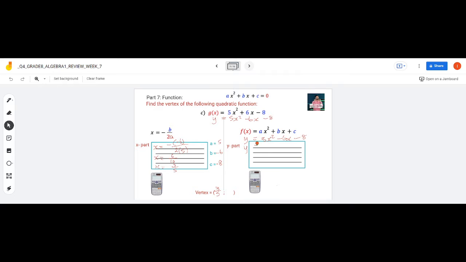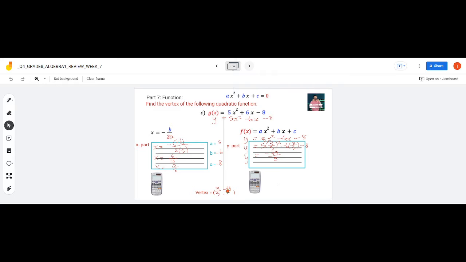So y is equal to 5 open bracket 3/5 squared, so we have 5 open the bracket 3/5, 3/5, minus 6 open the bracket 3/5 close the bracket and then minus 8. So we get an answer of -49/5.